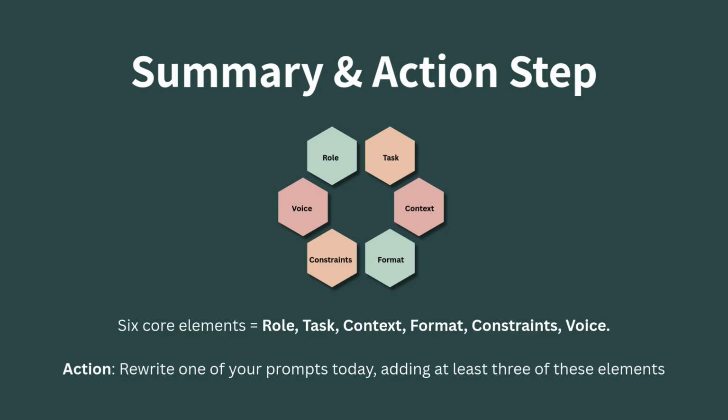To recap, the 6 core elements are role, task, context, format, constraints, and voice. Your action step: take a prompt you've used before and rewrite it by adding at least 3 of these elements. See how much sharper the output becomes.